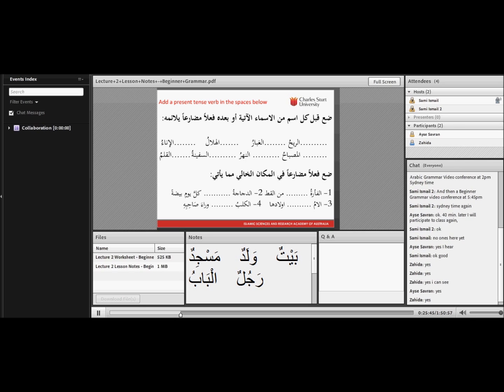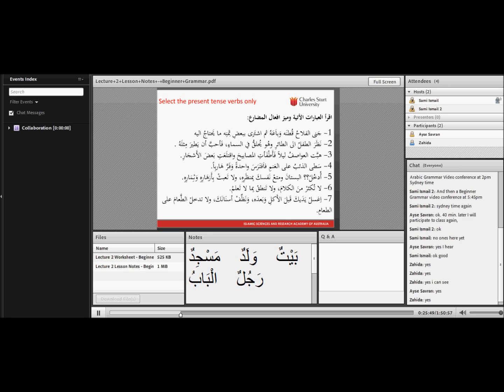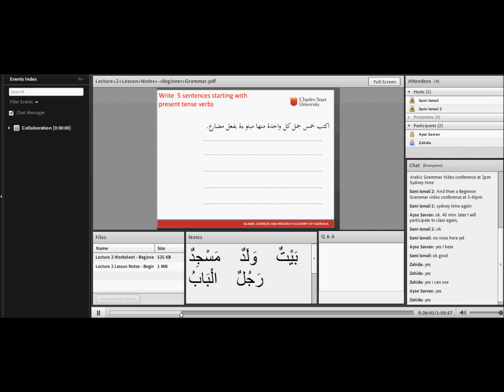Okay, so we'll go through the examples later. Here it says to select the present tense verbs only. We'll just do this later as well.